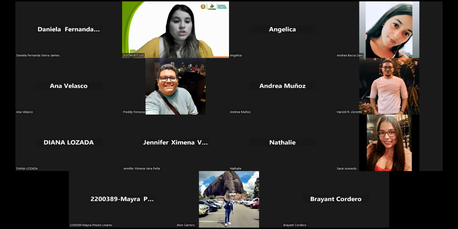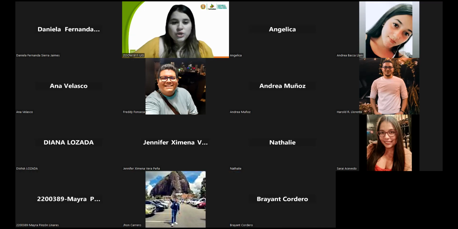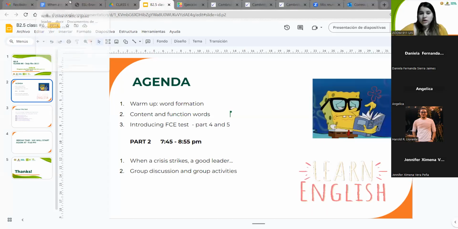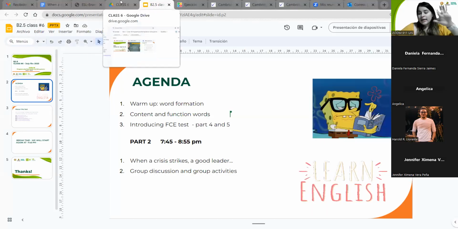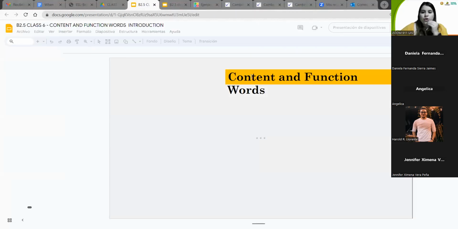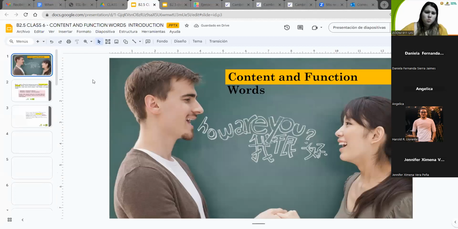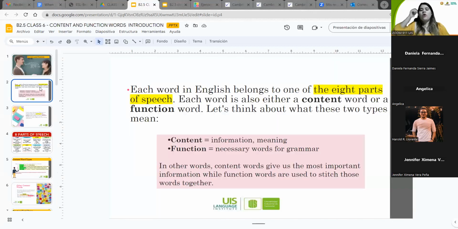Alrighty, guys. So let's continue. Let's move on. I am going to share my screen with information about content and function words. Well, actually, I prepared this presentation for you, so I'm going to also share it on the Google Drive folder for you. This information about content words and function words. So each word in English belongs to one of the 8 parts of speech. Each word is also either a content word or a function word.